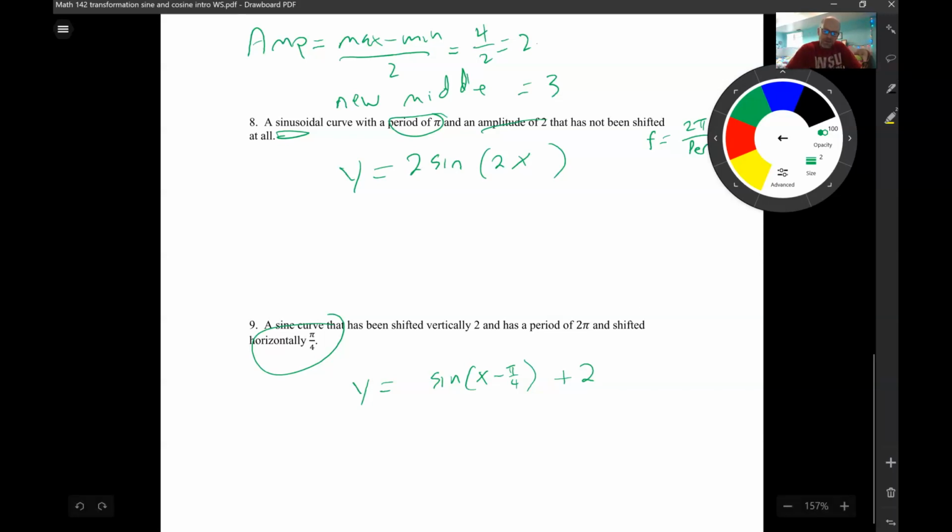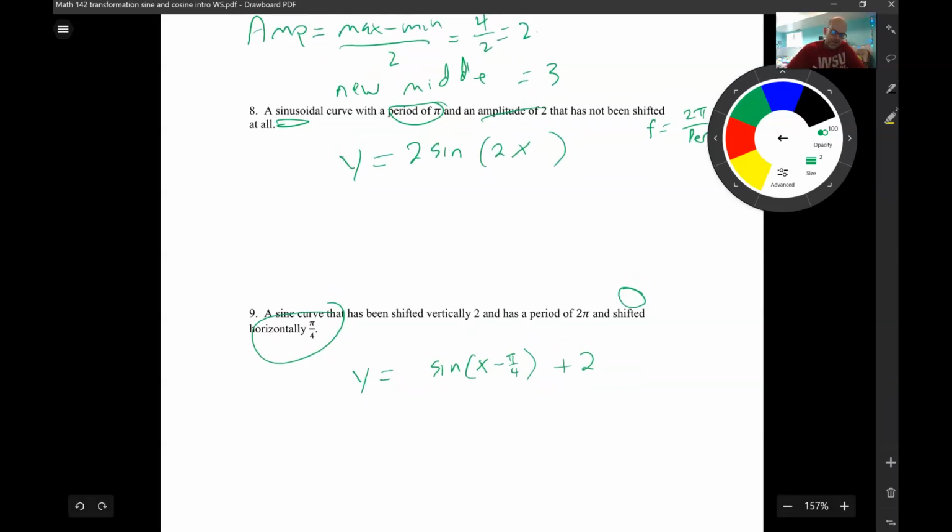It doesn't mention anything about the amplitude in here, so I just leave the amplitude as 1. Alright, so hopefully this is helping you get a hang of how to graph sine and cosine when it's got some transformations applied to it.